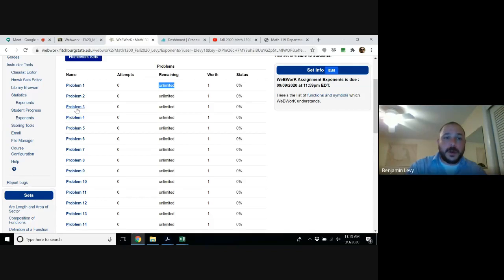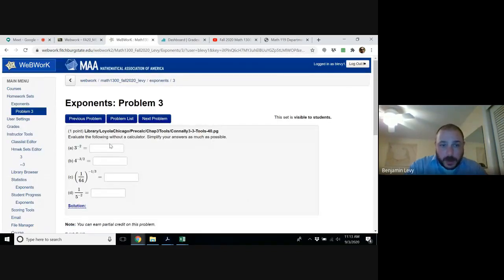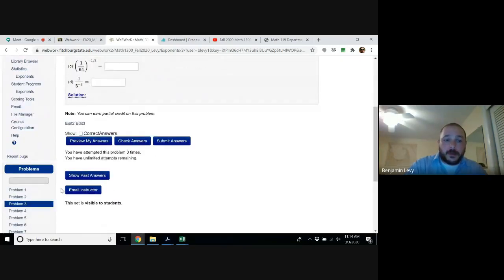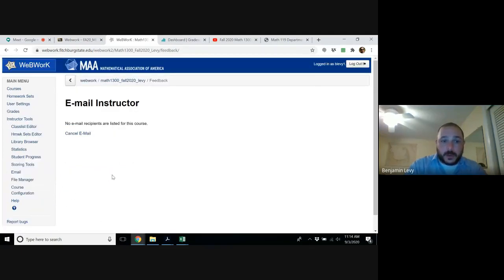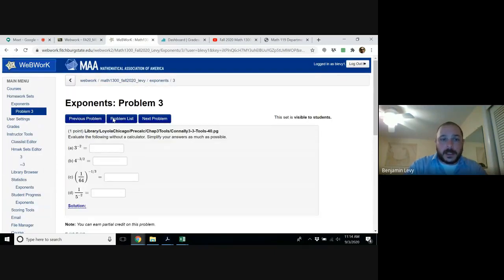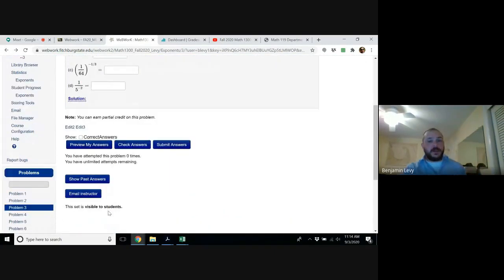You'll notice when you go into one of the homework problems, it gives you a homework problem and asks you to enter the answer. Notice this button down here, a very important button: email instructor. When you click that button and write an email, I guess it looks like I'm not listed as the instructor. Usually when you click that button, it'll bring you to a page where you can send me an email.